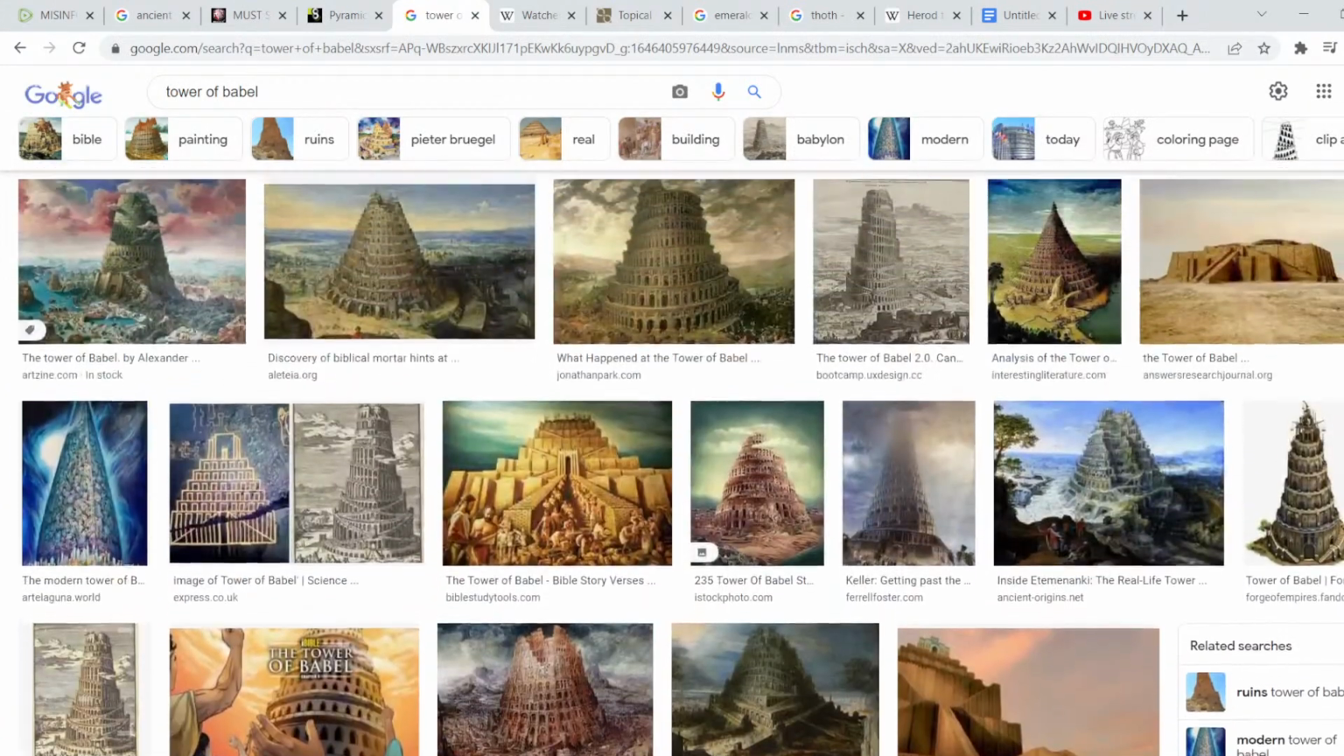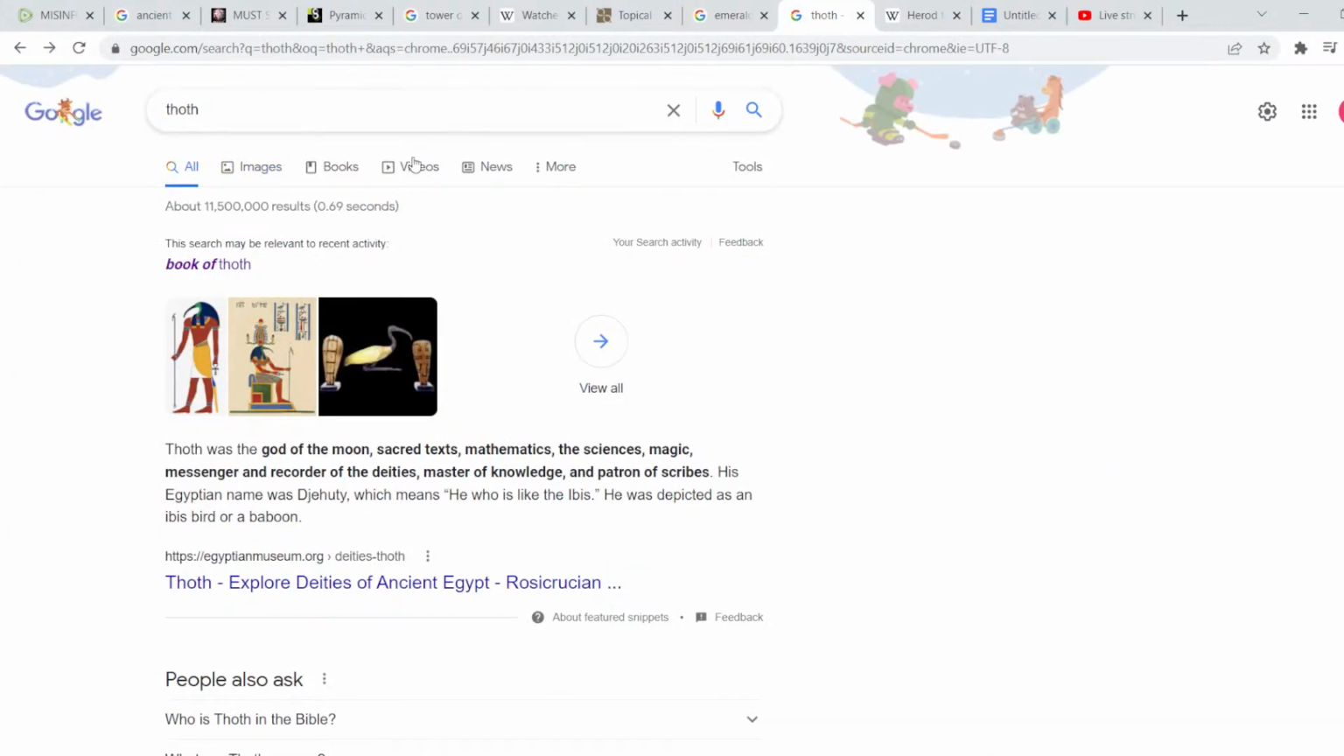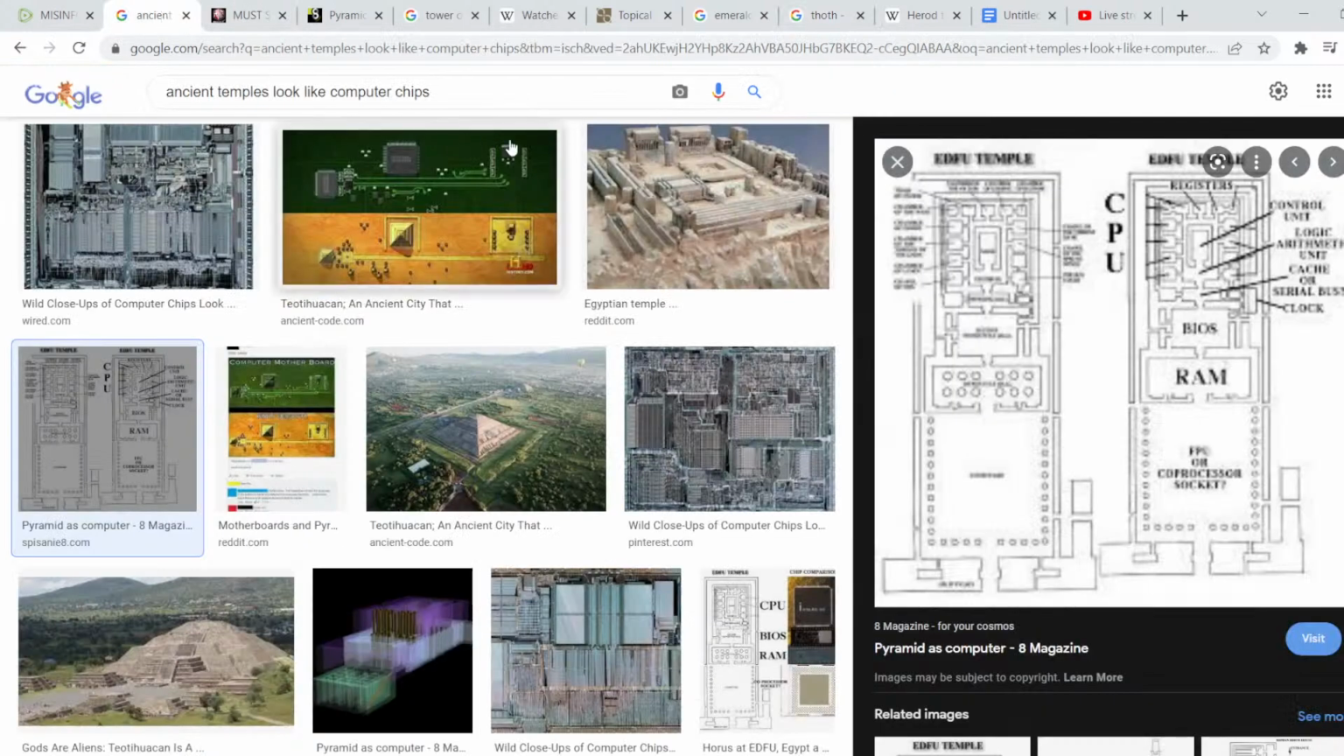So every time these Nephilim come down to the earth, and they start, let's go to Thoth. Every time they come down to earth with knowledge, right? Thoth is the master of knowledge and patron of scribes, sorry. He likes to pass down knowledge. He likes to give you knowledge you didn't have. We have these pyramids. What were they for? I really want to know.